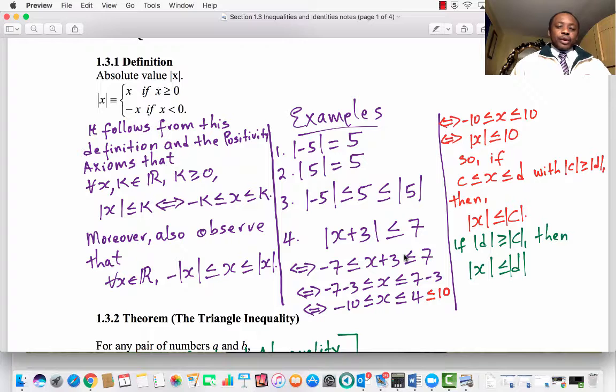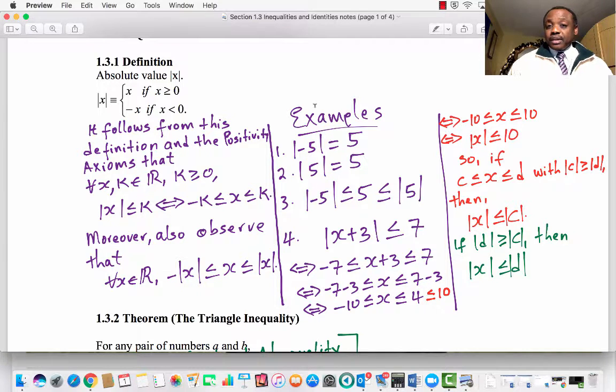Our topic today would be Inequalities and Identities. Subsection 1.3.1 Definition: the absolute value of x. The absolute value of x equals x if x is greater than or equal to 0, and it equals negative x if x is less than 0.